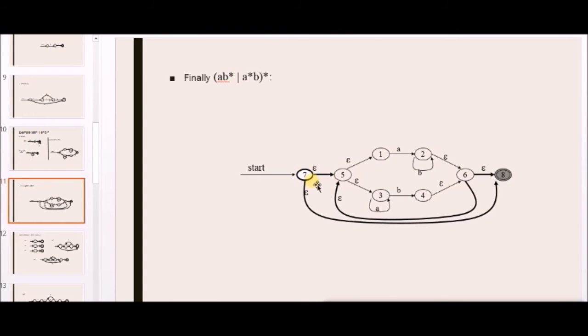From 7, take an epsilon move, and we will be able to go to state 5, and from state 6, take an epsilon move, and we will be able to go to state 8. Also, from initial state 7, take an epsilon move, and we will be able to go to the final state 8, and from 6 to 5 we will have to take any number of moves.